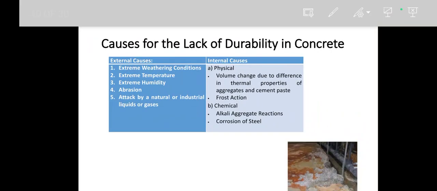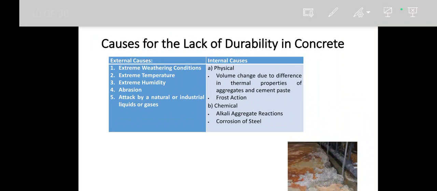So what are all the causes for the lack of durability? We will see this under two cases: one is external, another one is internal. External means weathering conditions, alternating in daytime the temperature will be more, night time the temperature will be less. Extreme temperature condition. Humidity: if it is more, near a hilly region, always there will be more humidity in the air. So always the concrete will be wet, then algae will grow and it will try to degrade the strength of the concrete.